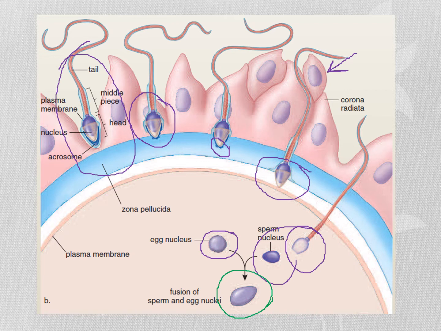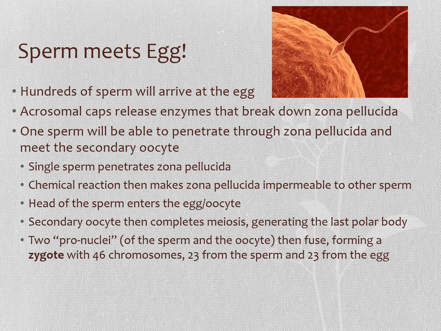Once those two nuclei, each with only 23 chromosomes, combine to form a normal diploid nucleus with 46 chromosomes, now we're going to call it a zygote. And again, there's that information for you.